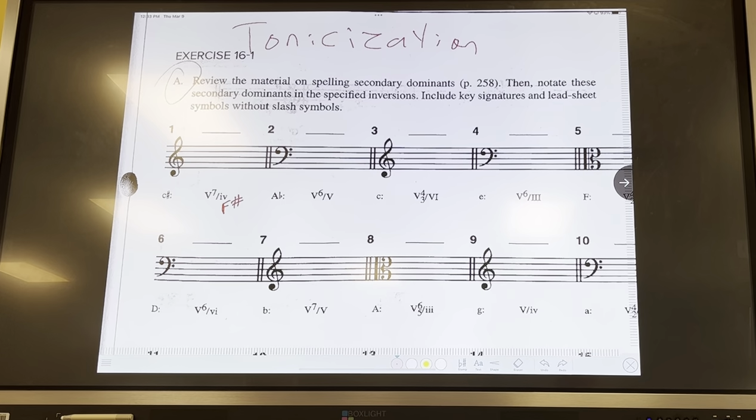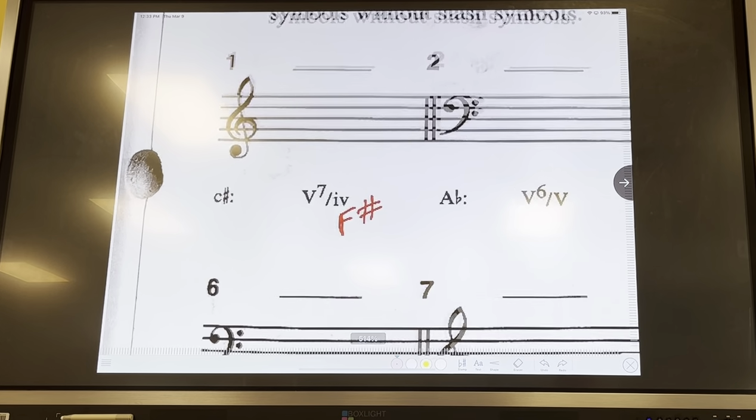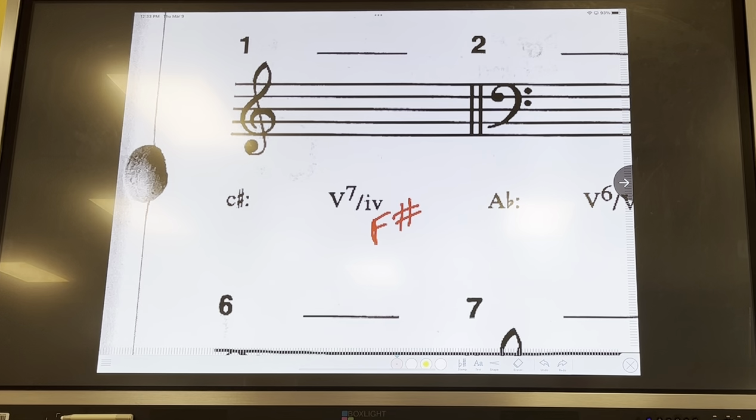All right? So when you're going through this process, the key thing is to find out what your new tonic is. When you see the secondary dominant situation with a slash symbol, you need to know what the new tonic is so that you can find what the new dominant is, right? So, in the key of C sharp minor, what is the 4? F sharp, right? I'm giving that to you. Okay? So that's the first step.